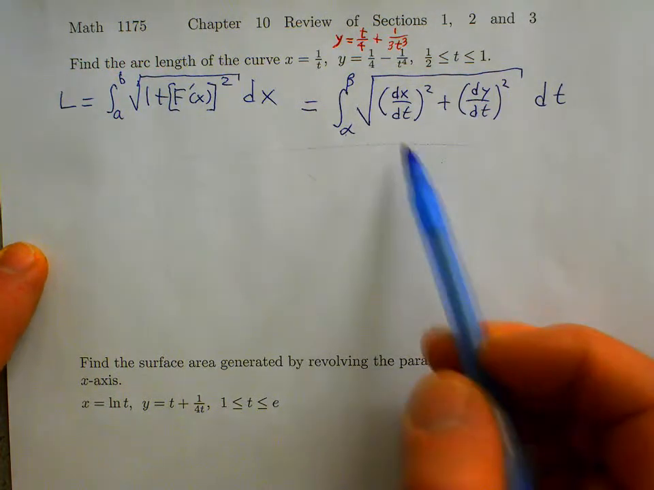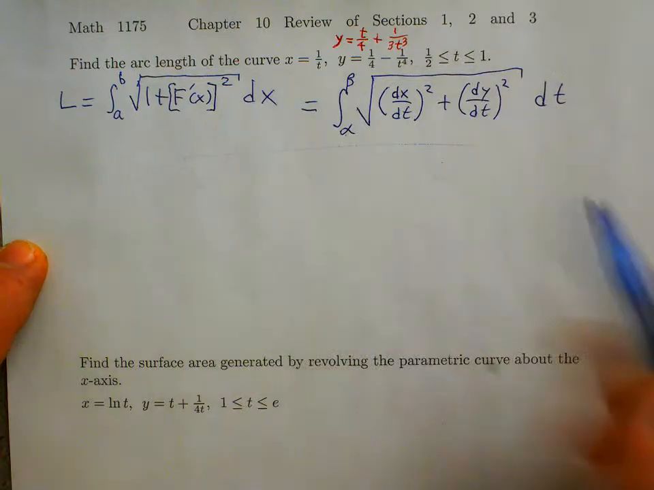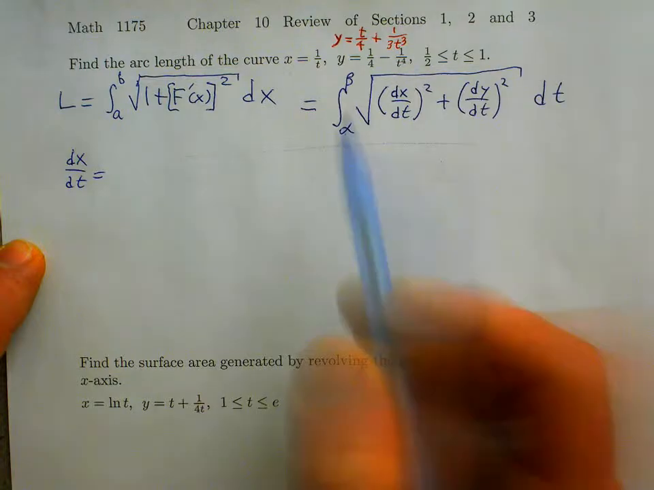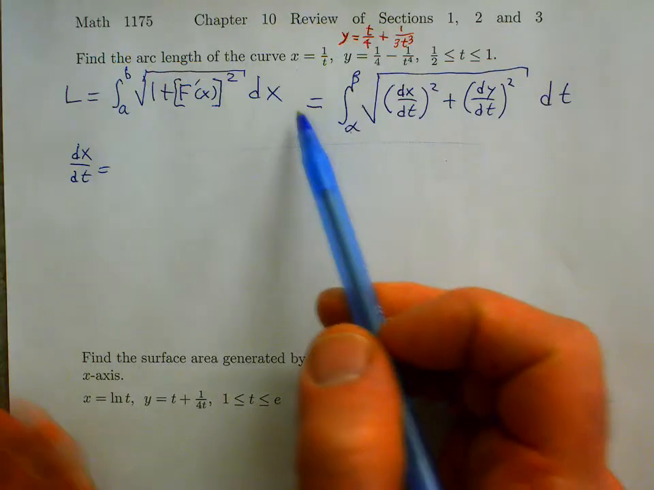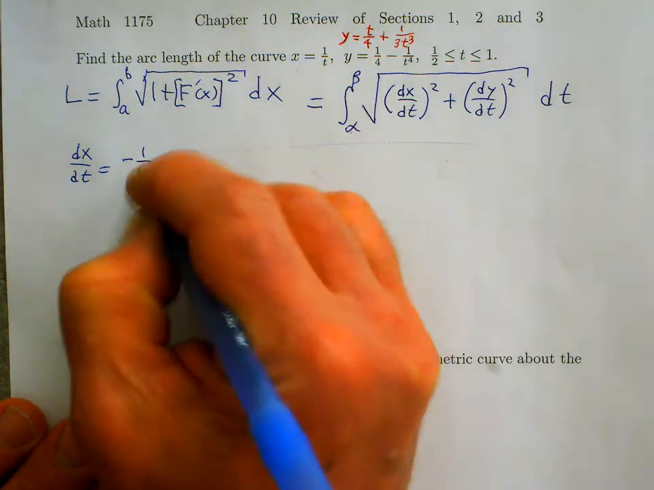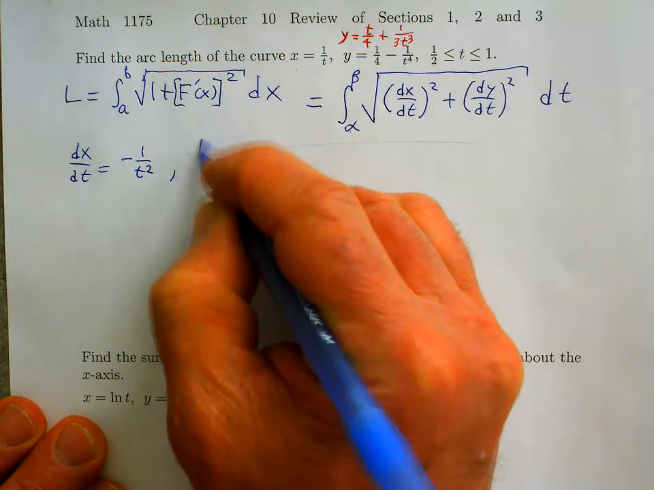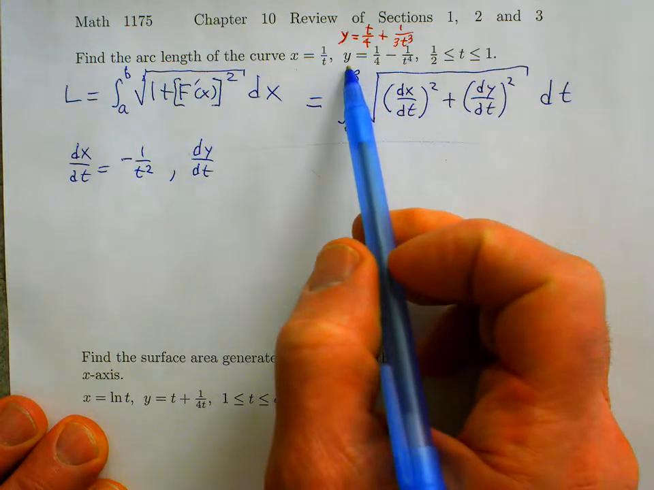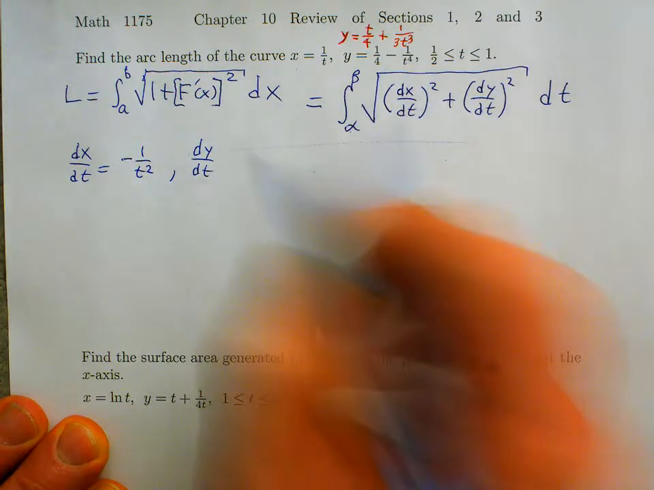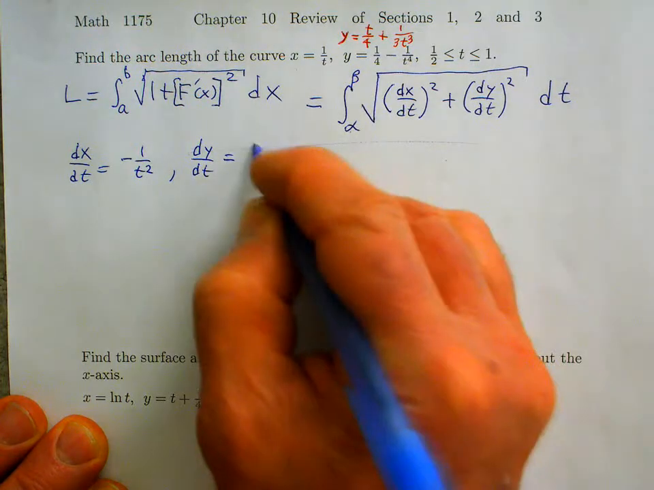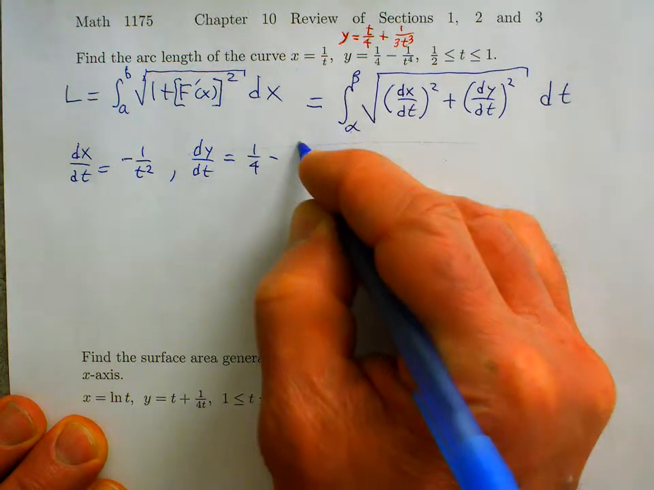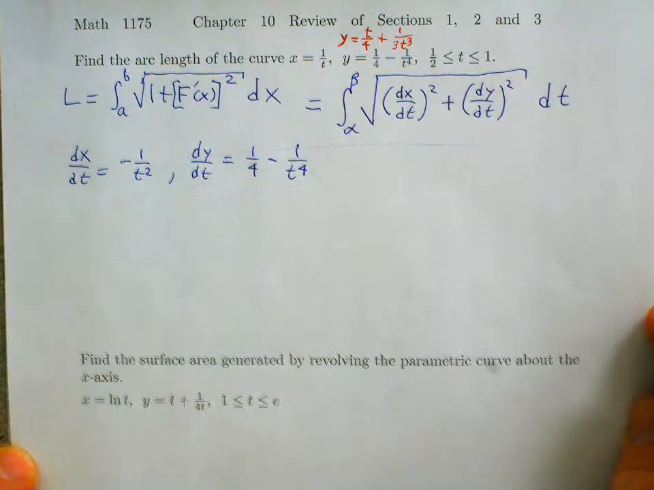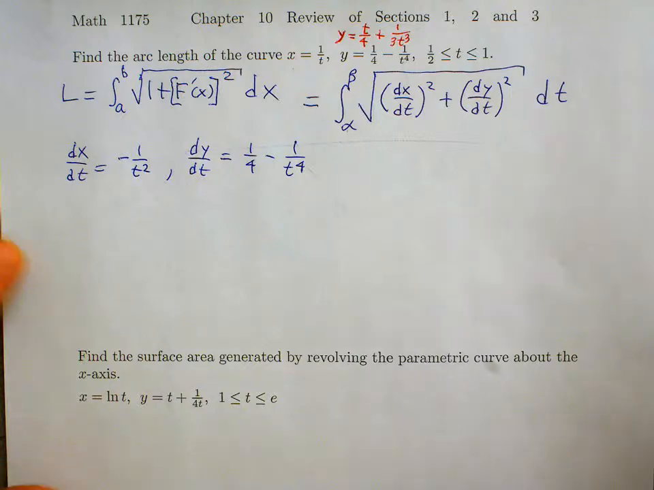And then to find the arc length, we find the derivative of x with respect to t. The derivative of 1 over t with respect to t is just negative 1 over t to the second. And the derivative of y with respect to t is what I wrote down for y, which is 1/4 minus 1 over t to the fourth. Okay, then square each of those.